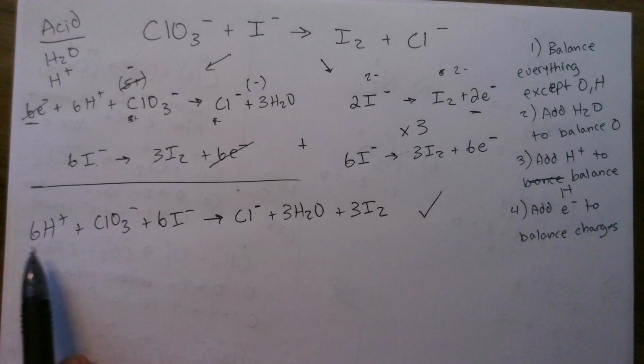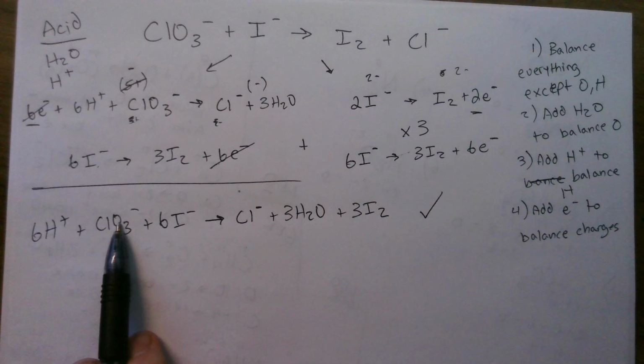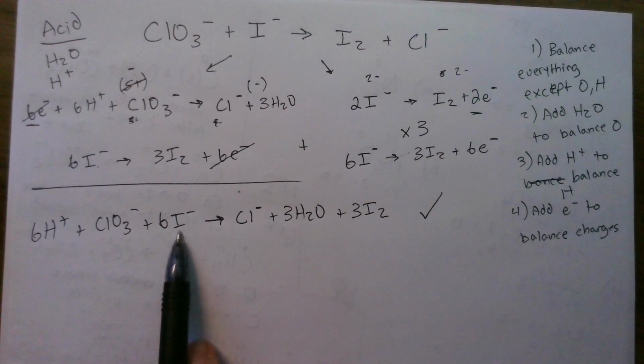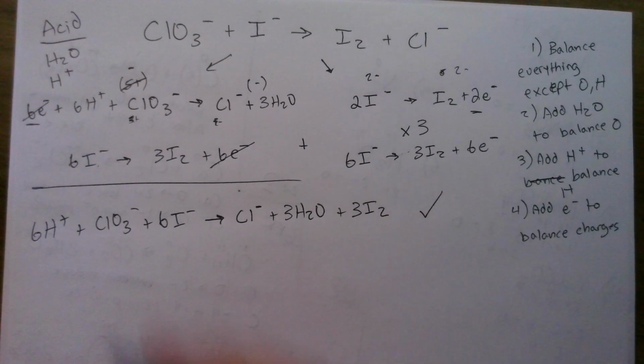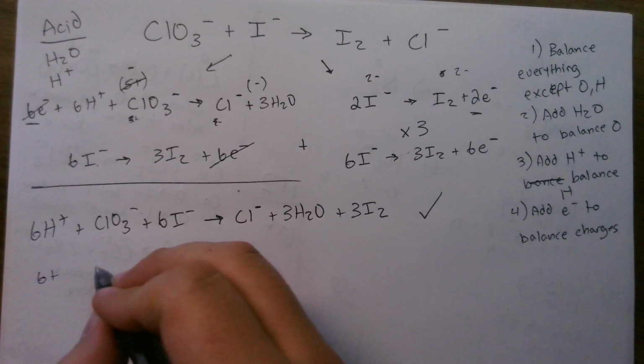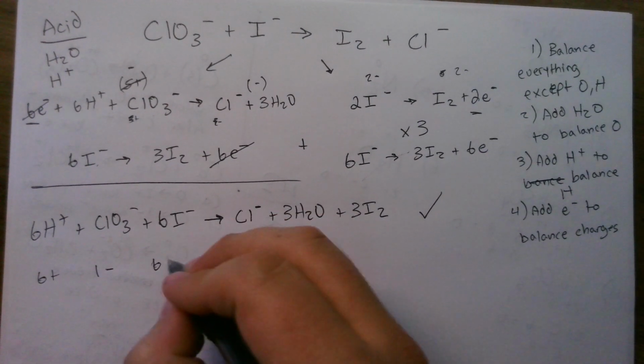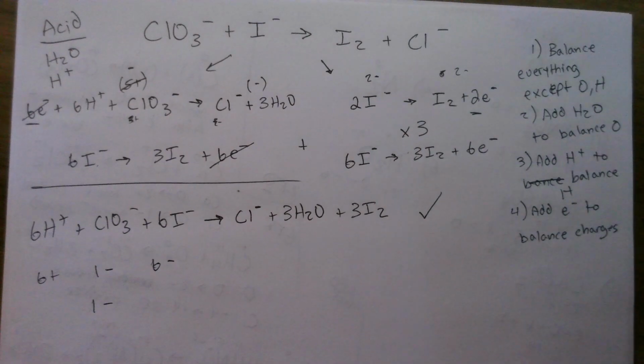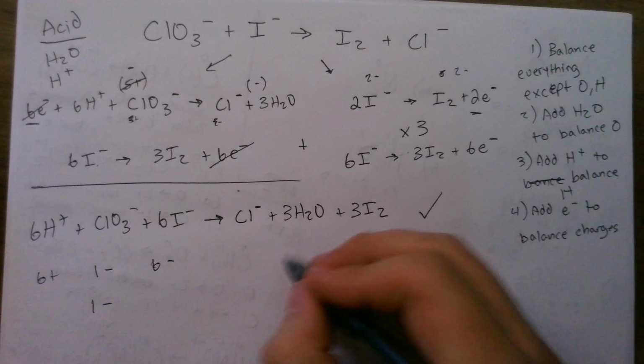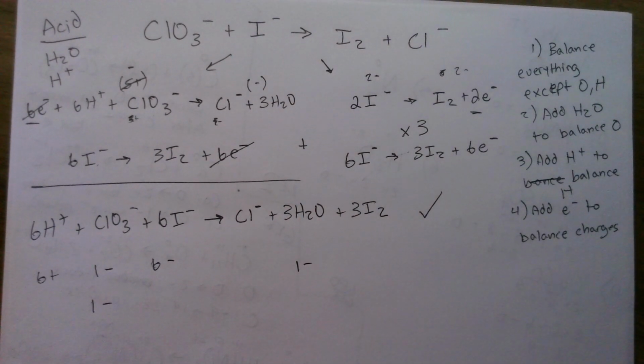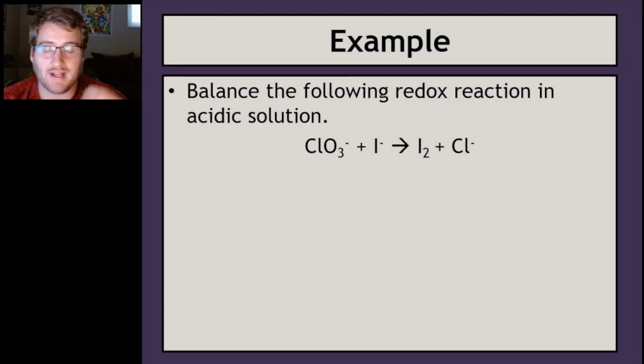If you check, you have the same number of hydrogens on both sides, oxygens on both sides, iodines on both sides, and if you add up the total charge, this is 6 plus, 1 minus, 6 minus. All that equals 1 minus together, which equals the charge over here, where all I have is 1 minus. So now your charges on each side also equal. That is how you fully balance a redox reaction.